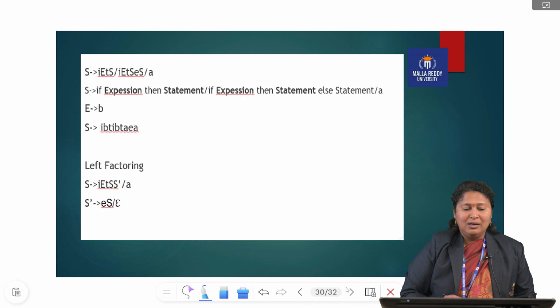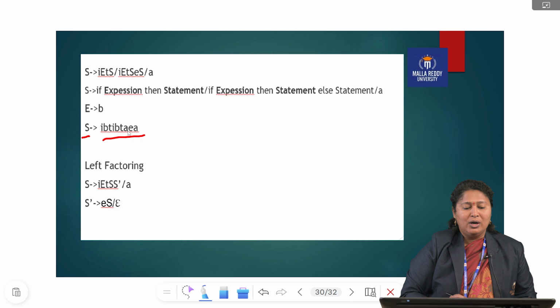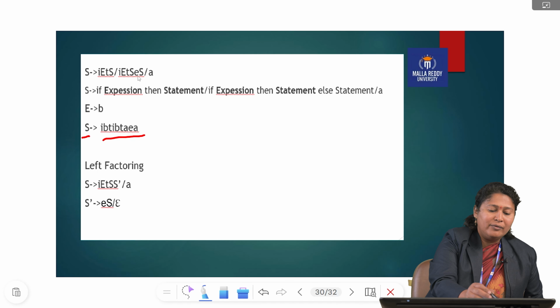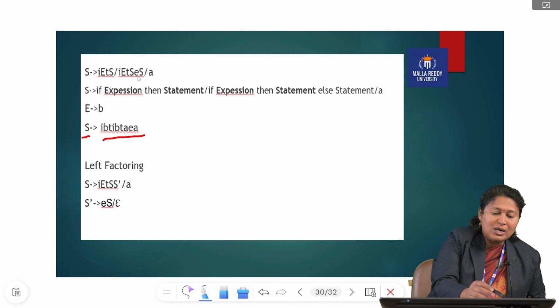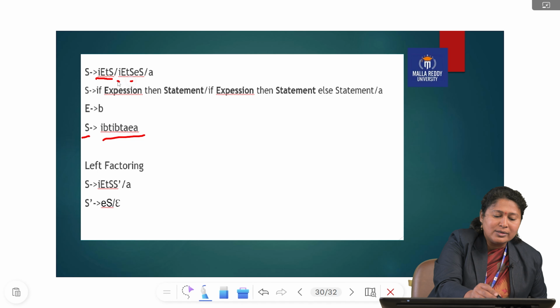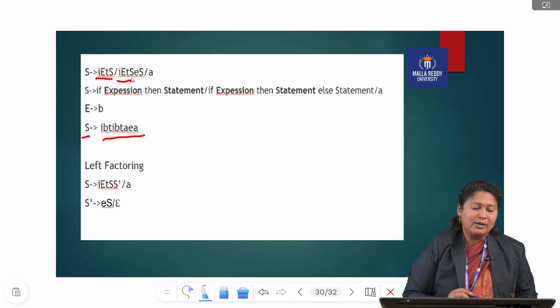So this is an example. S tends to iEtS, that is if expression then statement, and another production is iEtS eS, that is if expression then statement else statement, or a is a statement. And E tends to b. This is the string, and I need to start from S and achieve it. Again, do we need to left factor the grammar? We need to check here. Yes, both are starting with iEtS and iEtS. So there is a need of left factoring the grammar.